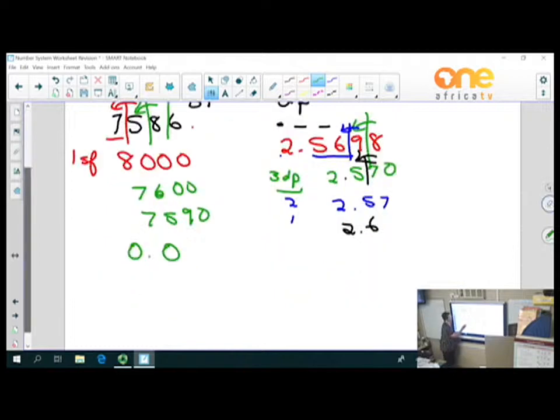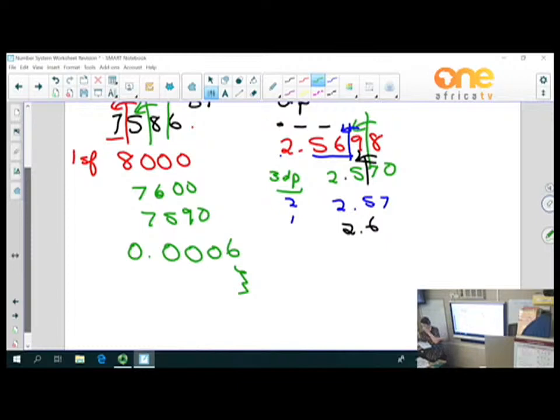Say 0.006. What is your first significant figure? The 6. I ignore the numbers in the front. They don't count. Then you count it. But if it's in the front, that's what we ignore. Depending on the question, if they say to one significant figure, it will be 0.006.